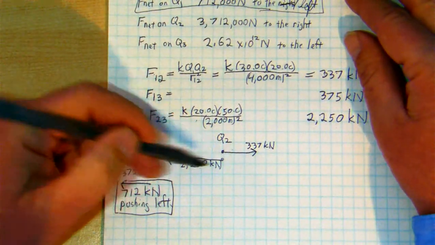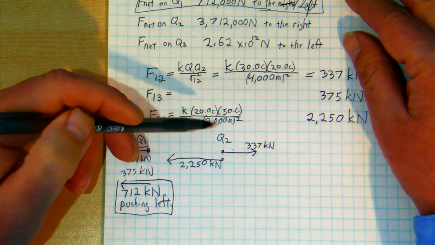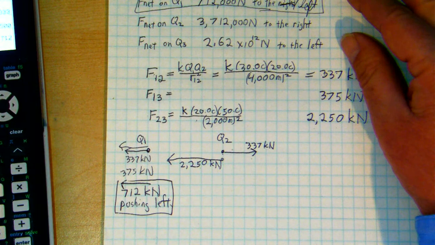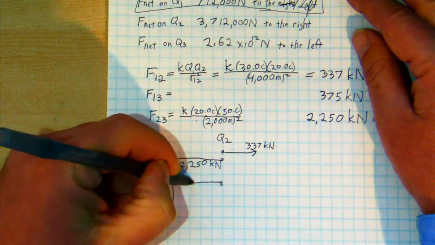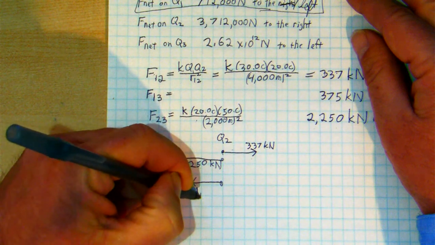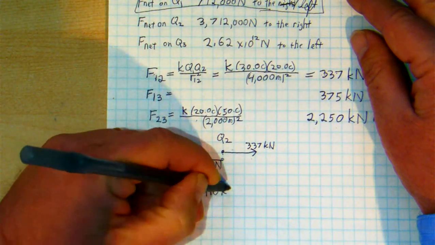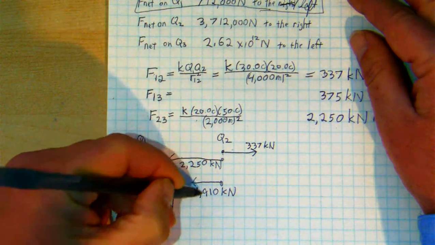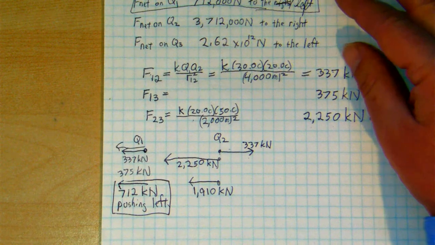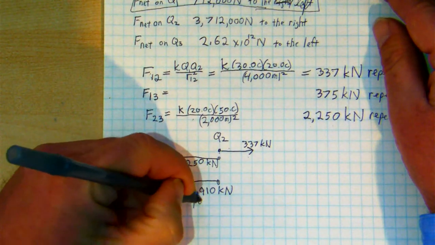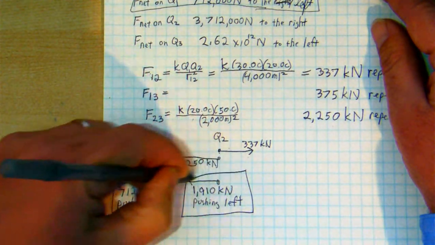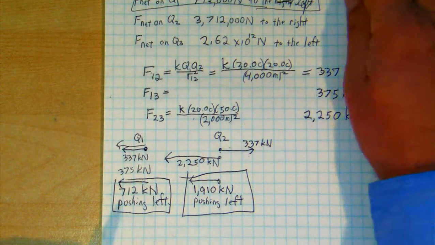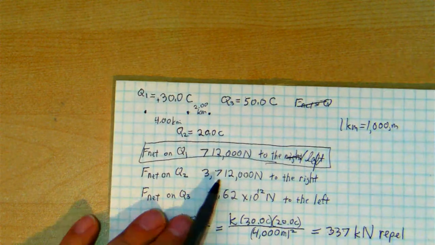So to find the net force, one pushing left, the other pushing to the right, I really need to take the difference between them. 2,250 minus 337 means the net force on Q2, I get 1,910 kilonewtons. In other words, 1,910,000 newtons pushing left. That is the net force for Q2. So I dispute the answers that you students agreed to.